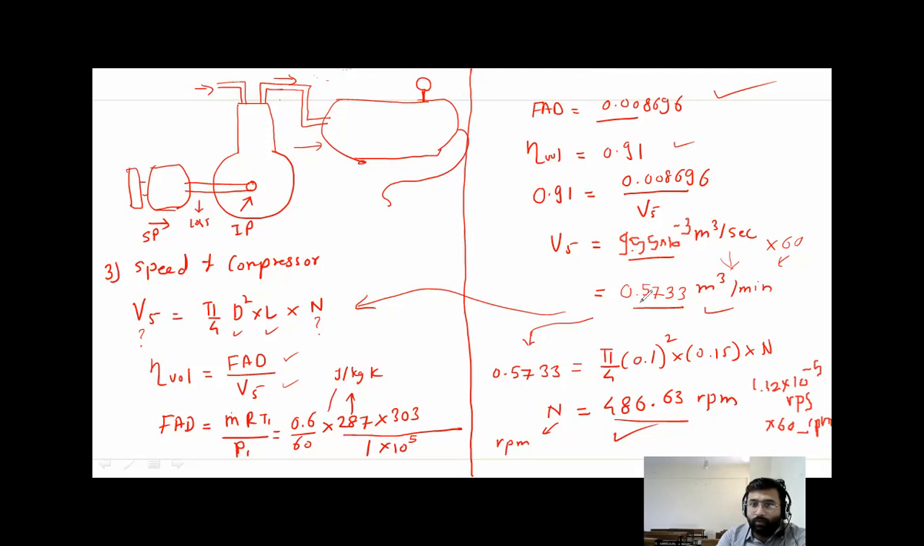This comes out to be how much? Aditya, how much? 8. This comes out to be 8.11 RPS. You multiply by 60, you will get it in RPM. That is 486.63. Okay.